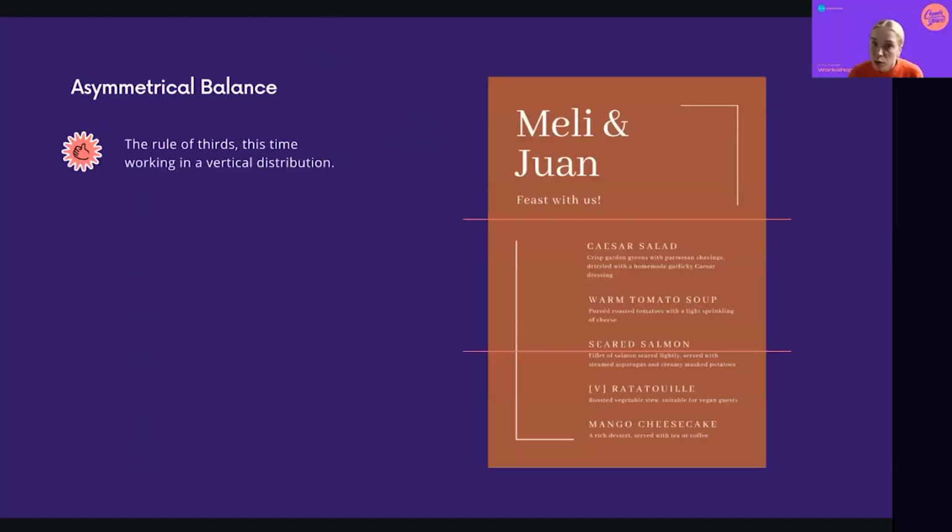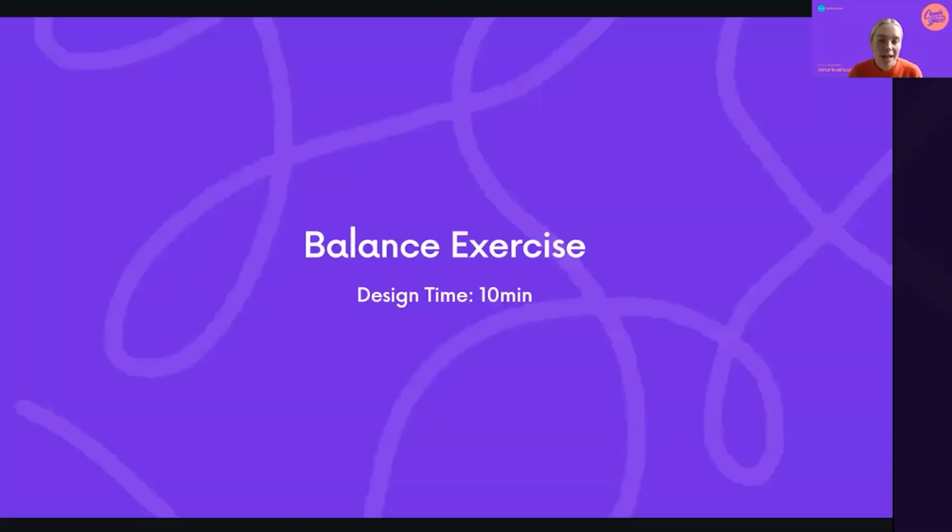On this design, the rule of thirds is working in a vertical distribution. So the menu is sitting in the lower 2/3, and then you've got the heading above in the top third. So this leads us to our last exercise, which is on balance.